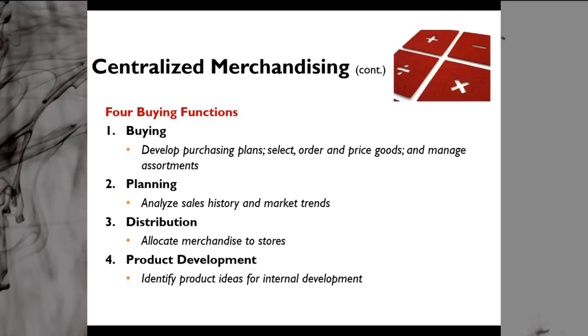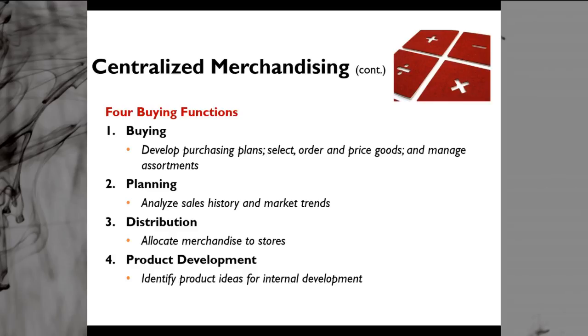Planning is how to analyze the sales history and the market trend, and make a plan for the next season, next year, or the next few years. And distribution means how you can allocate the merchandise to the stores. Imagine that you have one big headquarters like JCPenney, headquartered in Texas, but you can see JCPenney all over the United States, right? So how you allocate this merchandise to the different stores, that's the distribution.